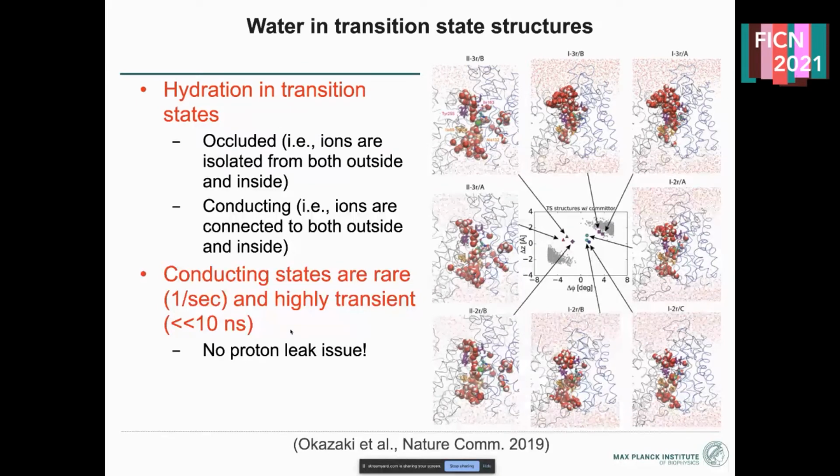What you also see in these transition state structures, as I've already pointed out, is hydration. And if you look carefully, you can see that we see a diversity in the hydration of the transition states. And this, in some sense, of course, also connects to what we saw before in Mark's beautiful presentation. Hydration is very variable and strongly dependent on local geometry and polarity. And so what we saw here is that a fraction of transition state structures were occluded.